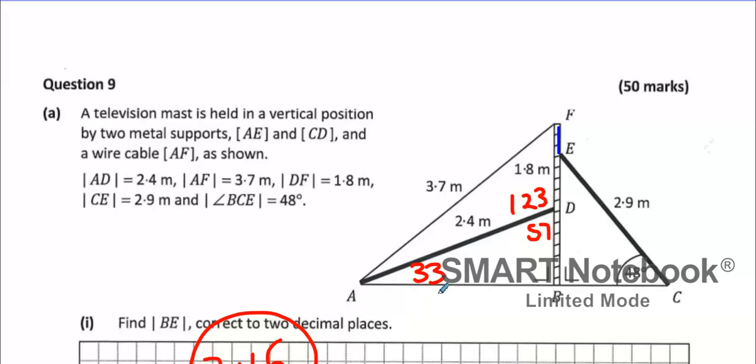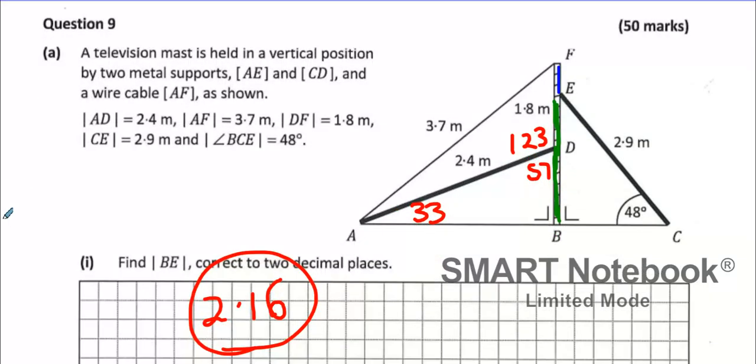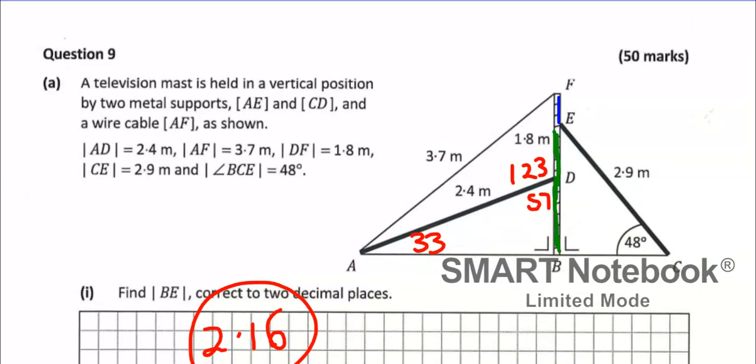Now, there's lots of options available to me here. Okay, so did we find B to E in the first question, didn't we? What's B to E again? This green region here, what's B to E? 2.16. Now, if I somehow manage to find this entire yellow line, I can just take away the 2.16, can't I? And then I have the answer for E to F that I'm looking for. So that's my goal, is to get the length of the yellow line and take away 2.16. That's what I'm hoping to do.